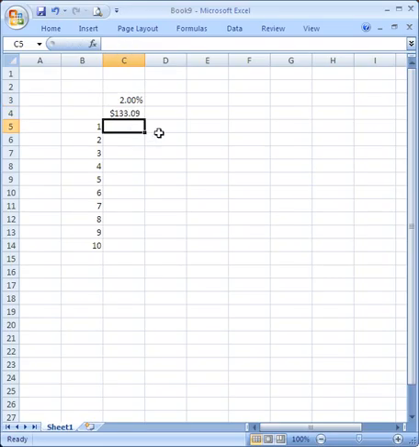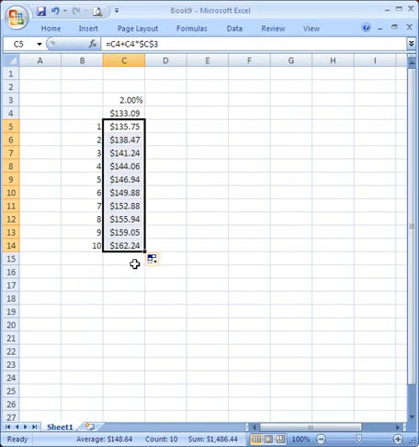Then 1 year after the items cost $133.09, they would cost that amount plus an additional 2%. And 10 years later, they would cost $162.24. If a family is paying $162.24 now for items, and 10 years ago they cost $133.09, then the inflation rate is averaging 2%.